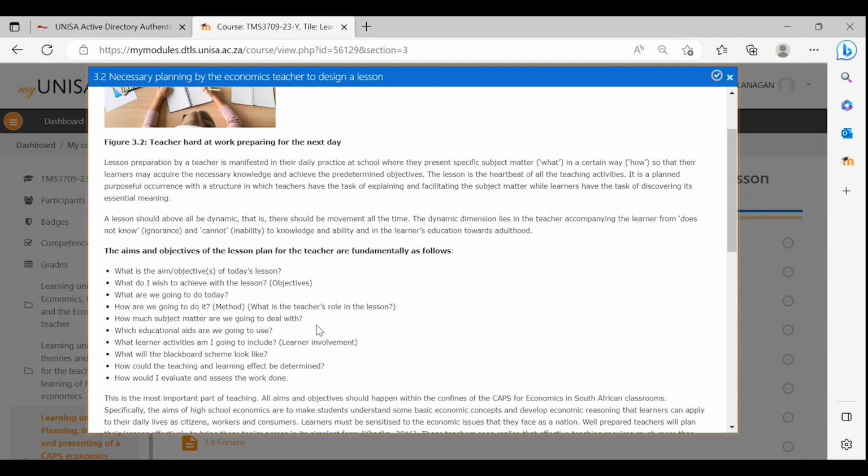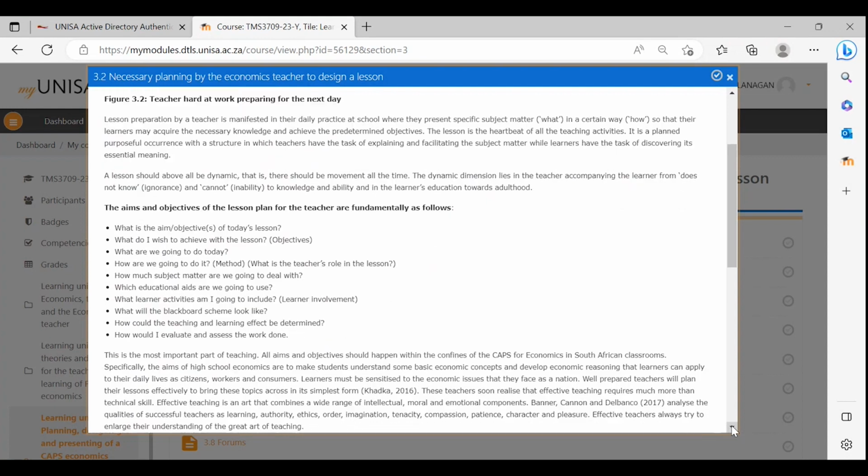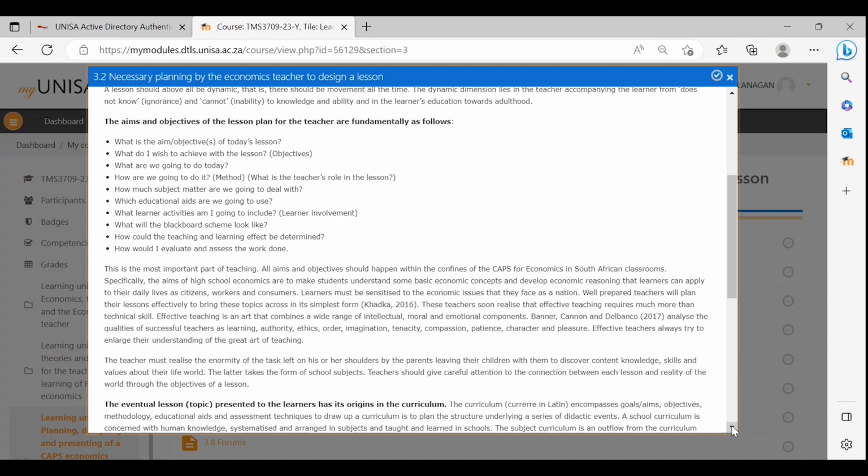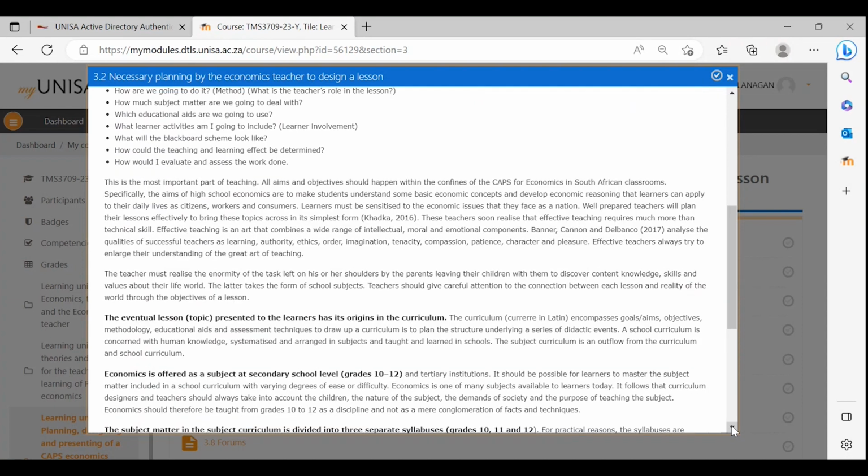How could the teaching and learning effect be determined? That is through assessment. And how should I evaluate and assess the work done? Although we will talk more about that in the next module. It says that the lesson plan is the most important part of teaching. All aims and objectives should happen within the confines of the CAPS for economics in the South African classroom. In other words, you must always have your CAPS document nearby when you plan, when you set out your lesson plan.